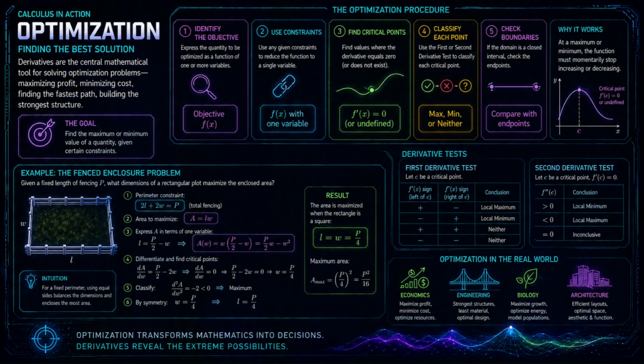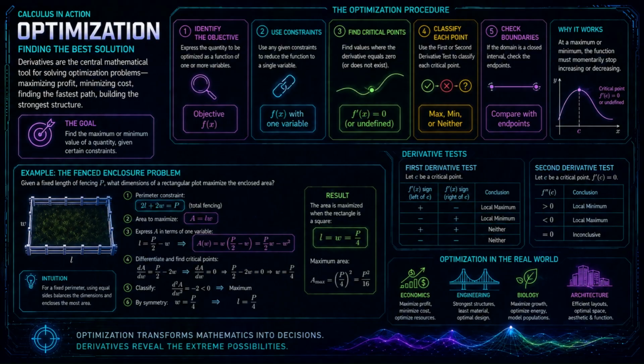Third, find the critical points by setting the derivative equal to 0 and solving. Fourth, use the first or second derivative test to determine whether each critical point is a maximum, a minimum, or neither. Fifth, check the boundary values if the domain is a closed interval, since extrema can occur at endpoints.